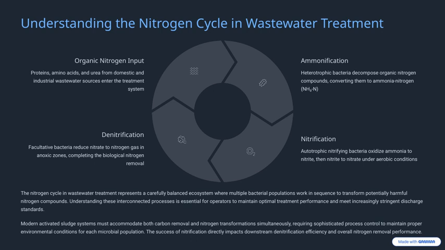Modern activated sludge systems are designed to handle both carbon removal and nitrogen transformations at the same time. This requires sophisticated process control to ensure each microbial community has the right conditions to do its job effectively. And remember, the success of nitrification directly impacts how well downstream denitrification can proceed. When nitrification is efficient, overall nitrogen removal is maximized, which is critical for protecting our environment and meeting regulatory requirements.